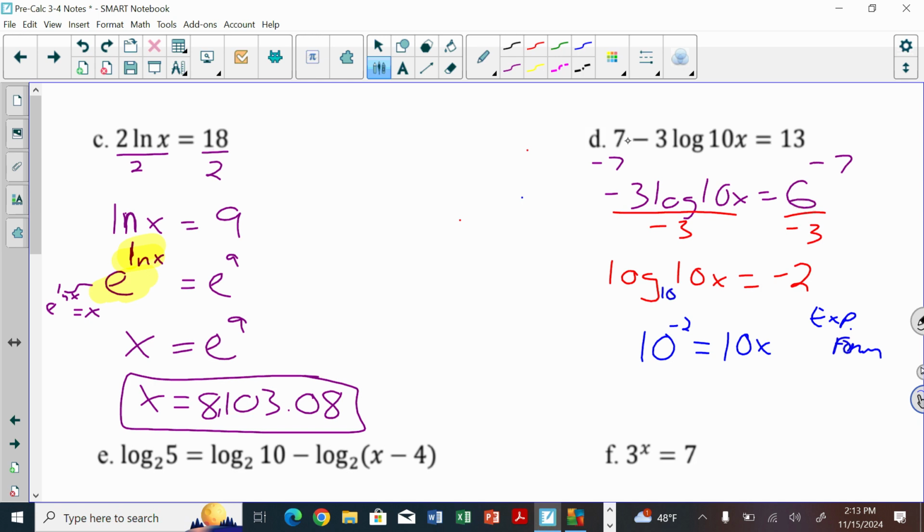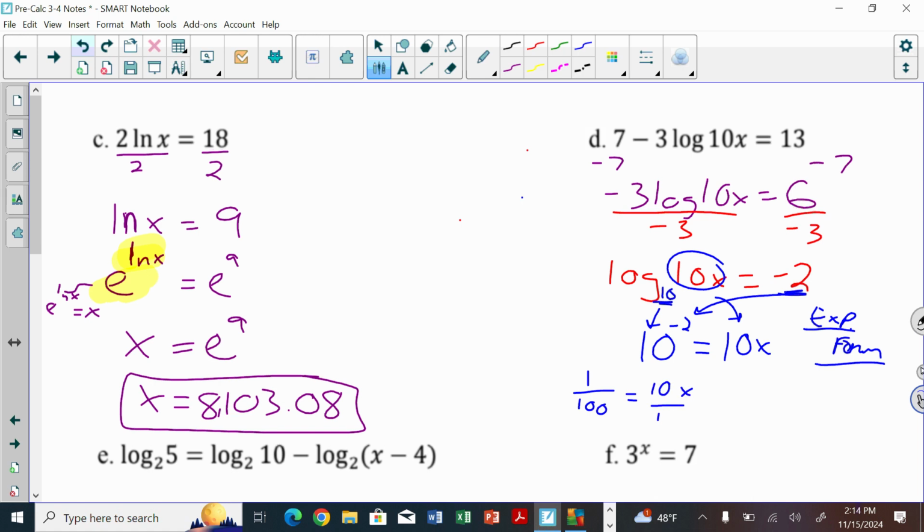10x, right? Remember exponential form: it takes this part here and puts it at the exponent, takes this part here and puts it on the other side, and then your base goes right here. Now I have 10 to the negative 2 power equals 10x. Now I can try to solve. If you can remember that 10 to the negative 2 power is 1 over 10 squared, or 1 over 100, then we're in good shape, equals 10x.